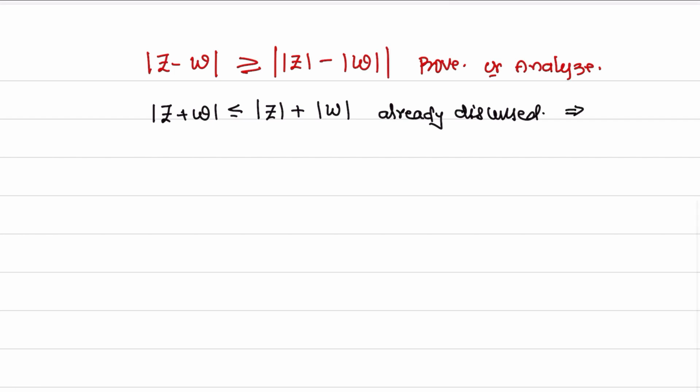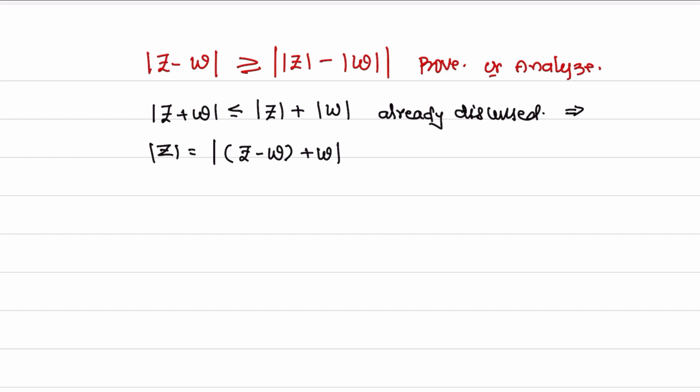Given this one, modulus of z plus w is less than or equal to absolute value of z plus absolute value of w. Then, can we write modulus of z is equal to modulus of z minus w, that is, modulus of z minus w plus w. Here we have added only one w and subtracted it, so that modulus of z is as it is there.